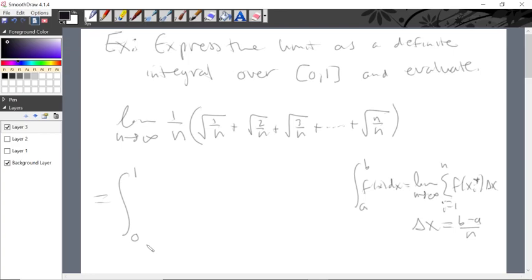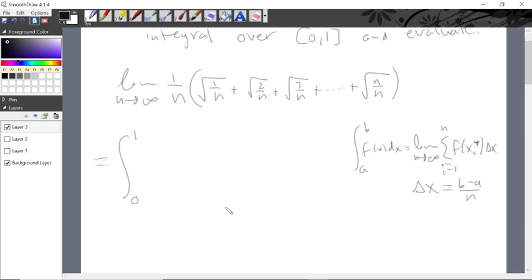Which, by the way, means that our particular delta x would be 1 minus 0 over n. That's equal to 1 over n. And that's exactly what this is right here. So this quantity right here is therefore our delta x. And if we take the limit as n goes to infinity of delta x, we'll recall that that gives us the dx. The limit as n goes to infinity of delta x is what's giving us the differential dx.